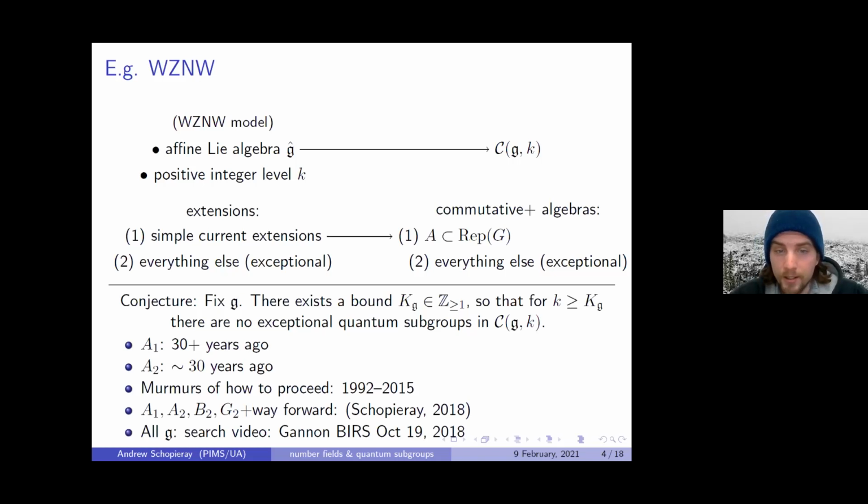So I told this to Terry Gannon, and he said, well, that's great, well, then we'll do that. And so if you Google Gannon, he gave a talk in Banff at BIRS on October 19th of 2018, which basically describes this proof for just all Lie algebras. And so that sort of put a resolve to this problem.